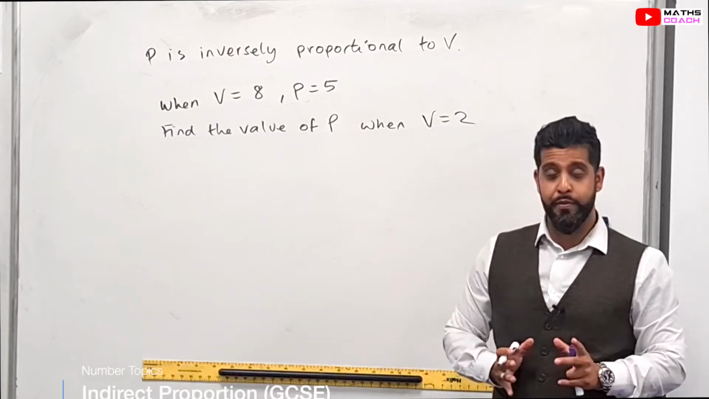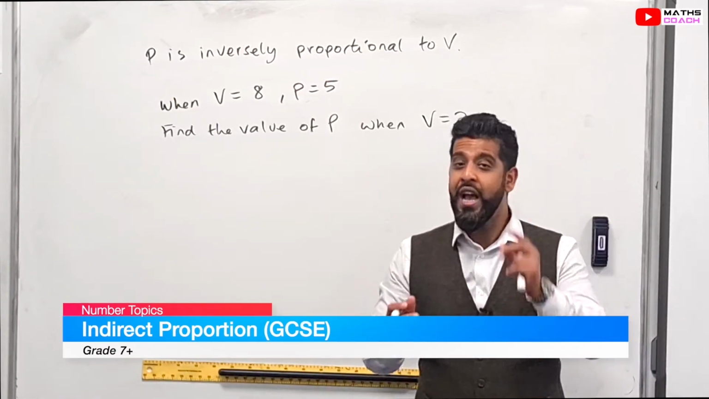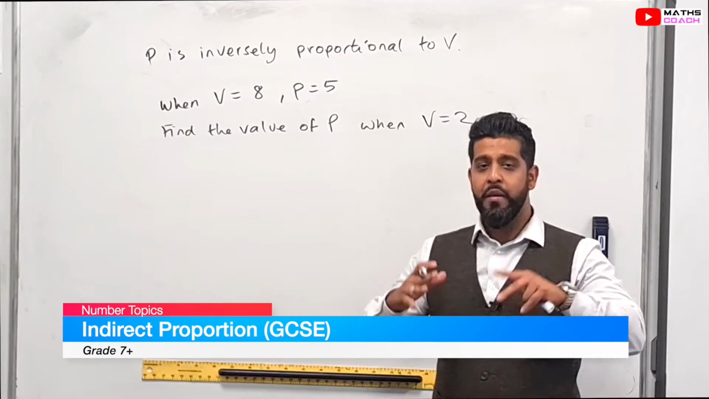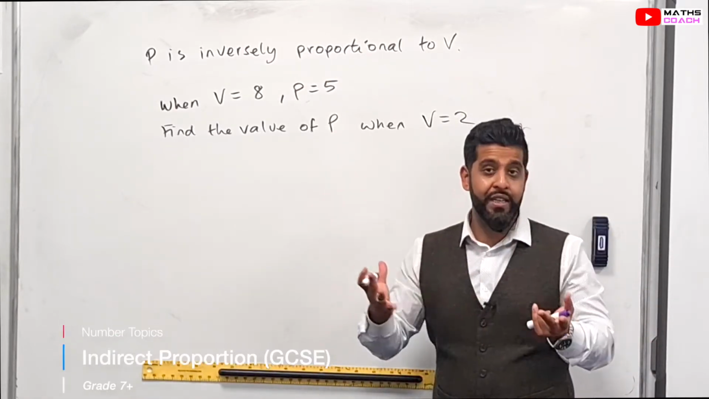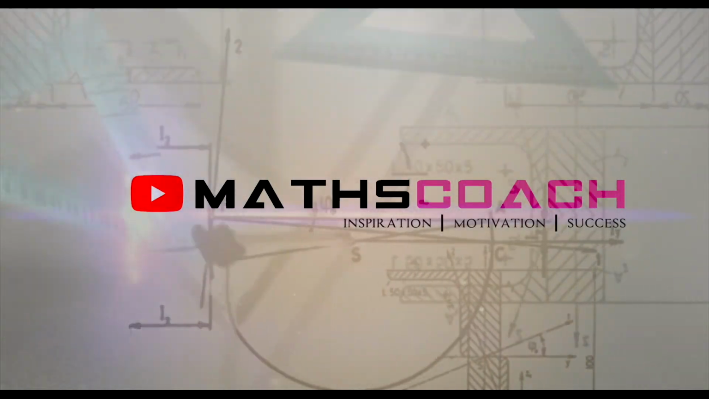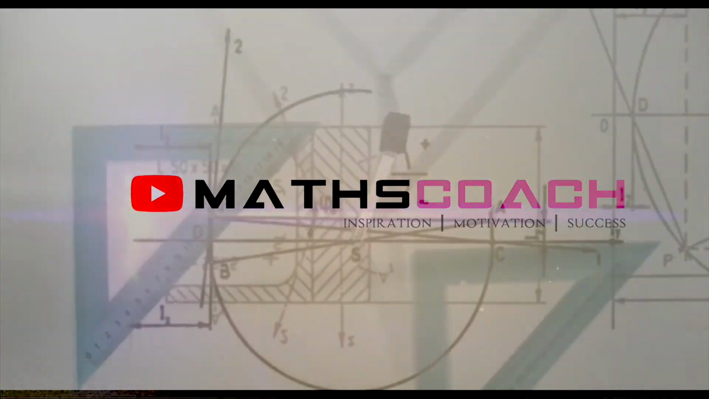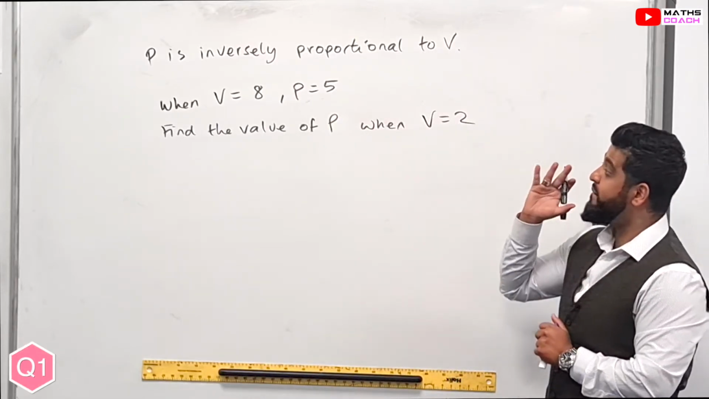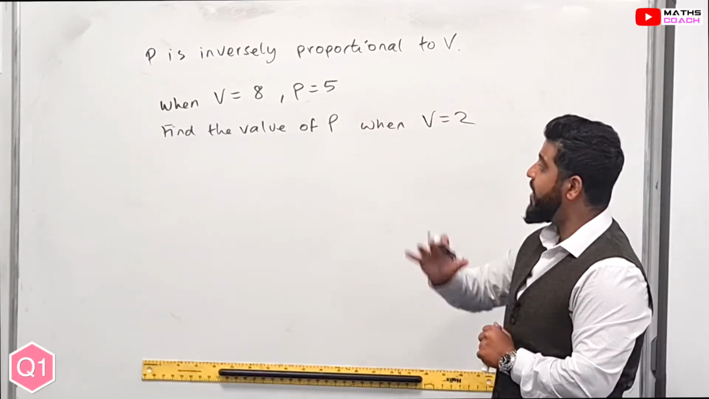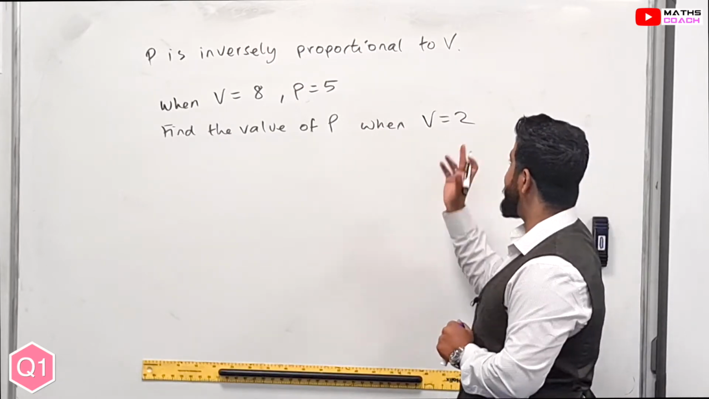Right, now on to inverse proportion. Inverse proportion works the same way, and I've got two questions for this type, because you should have already picked up the method from when we did direct proportion. P here is inversely proportional to V. When V is equal to 8, P is equal to 5. Find the value of P when V is equal to 2.